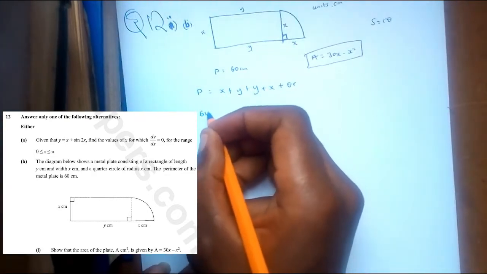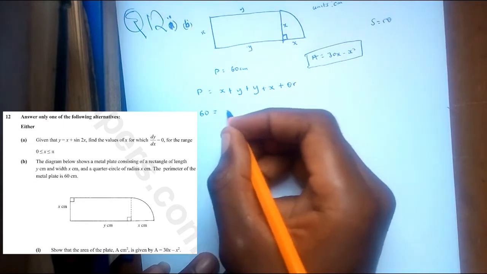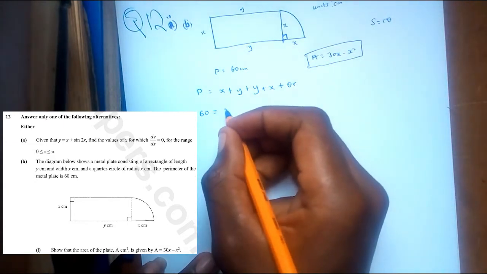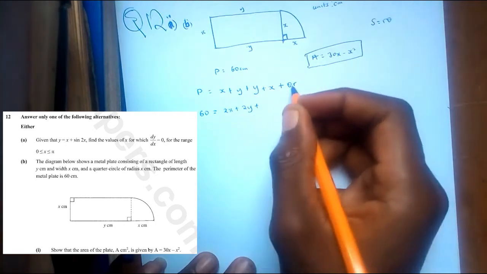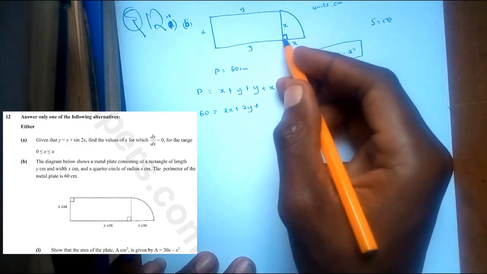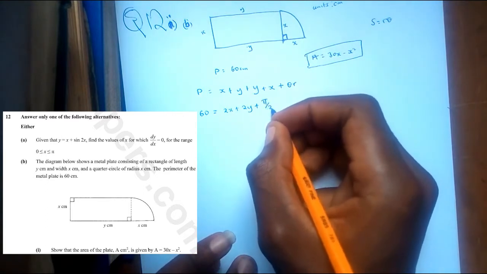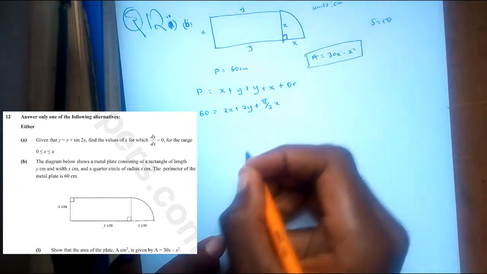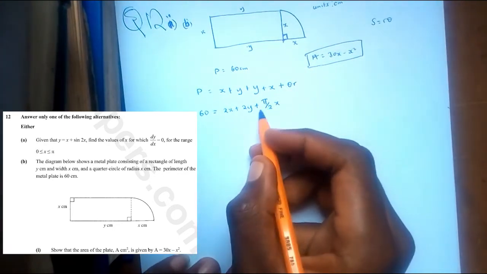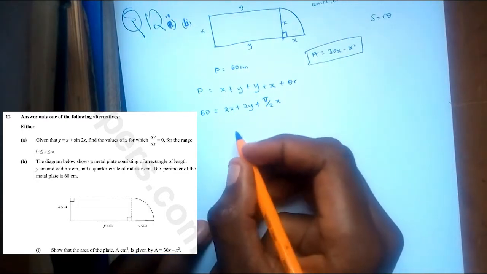So perimeter is 60. Then x plus x will just give me 2x, plus this and this will give me 2y, plus our r theta here. Since this is a 90-degree angle, we know that in radians, 90 degrees is just pi over 2. Then my r, the radius, is just x. So this is our formula for perimeter.